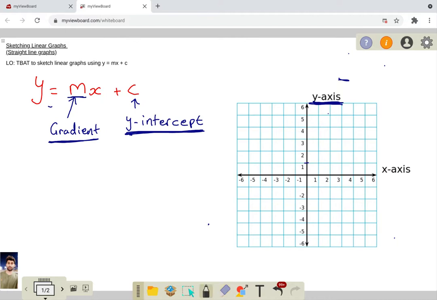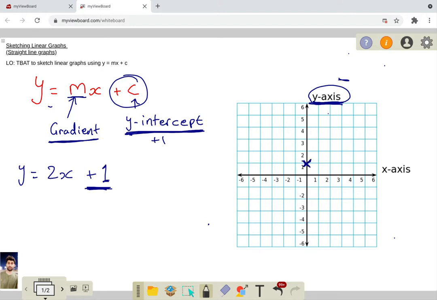So, for example, let's say I had y equals 2x plus 1. I can sketch this without drawing a table of values. First thing I do, I look at this number, c, and c is the y-intercept where the line crosses the y-axis. As you can see, it's positive 1. So my y-intercept is positive 1. I look at the y-axis, find positive 1, and put a point on positive 1.